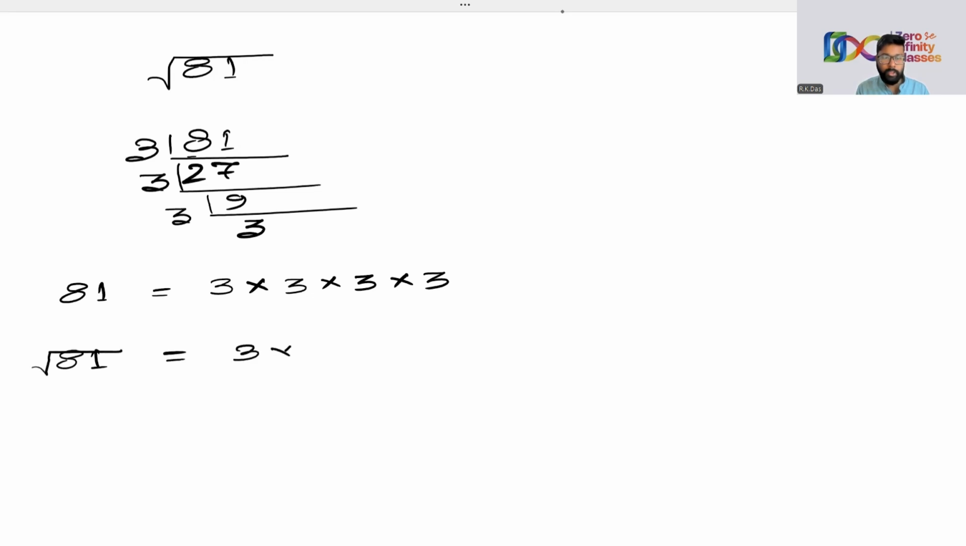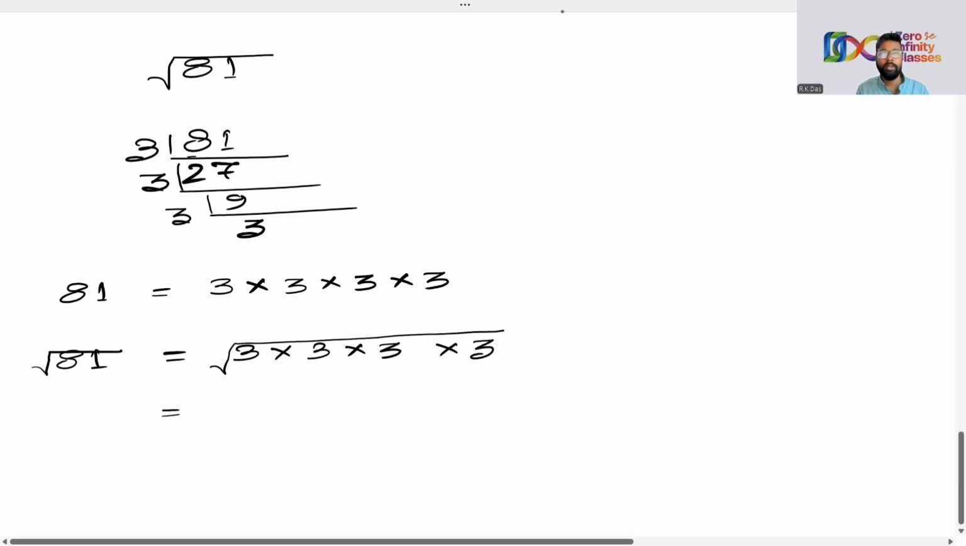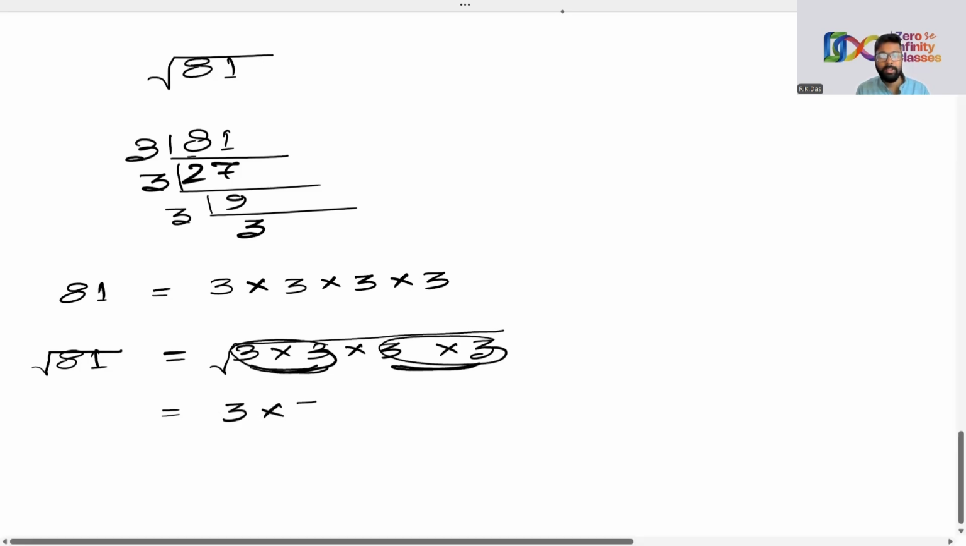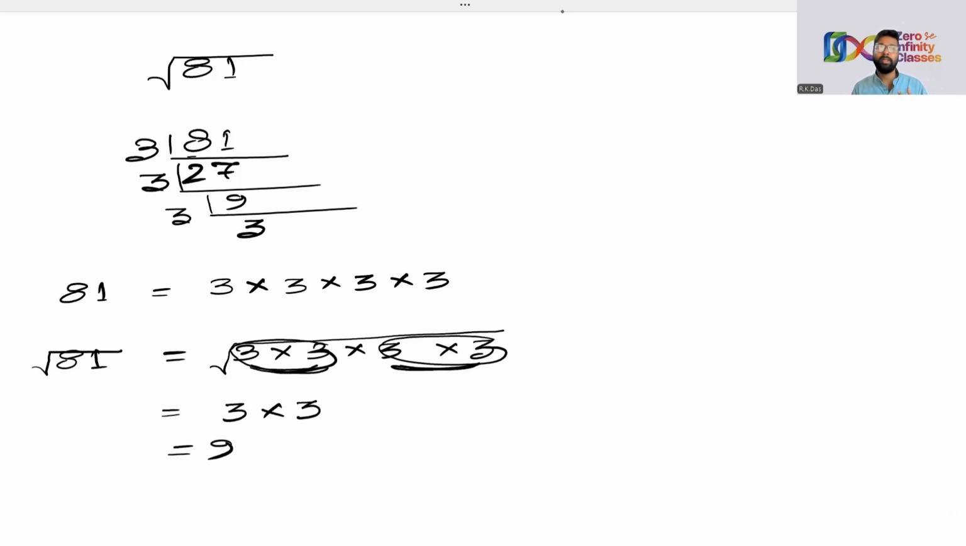That will be the square root of 3 into 3 into 3 into 3. Here we have two pairs of 3. This is one pair and this is another pair. So in the next line, this pair of 3 becomes one 3, and this pair of 3 also becomes one 3. So 3 threes are 9, and the square root of 81 is 9. By using the prime factorization method, we can find the square root of any number.